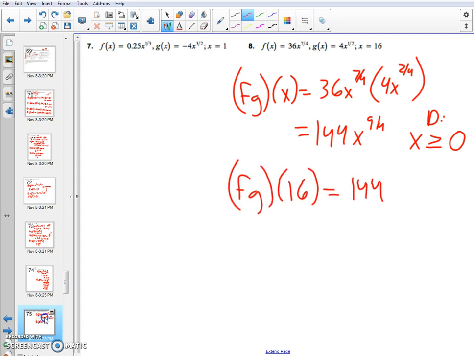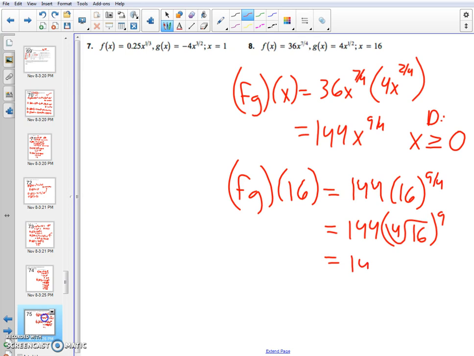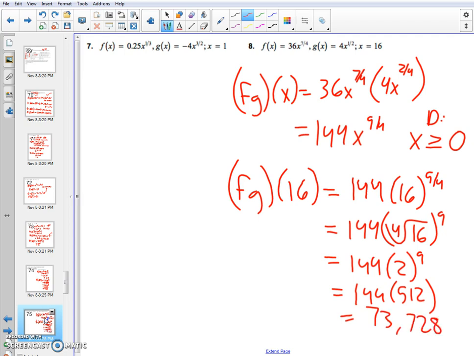So 144 times 16 to the 9/4. So 144 times the fourth root of 16 to the 9th. The fourth root of 16 is 2. 2 to the 9th is 512. So when we multiply, we get 73,728.